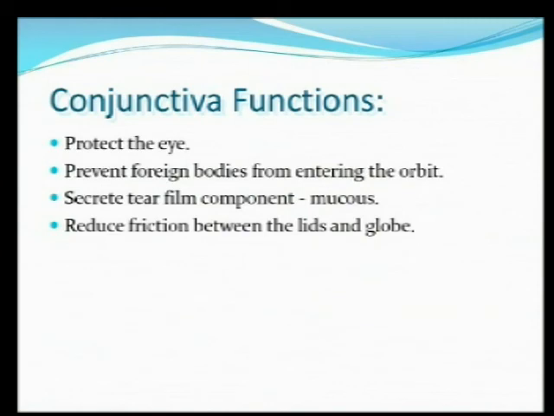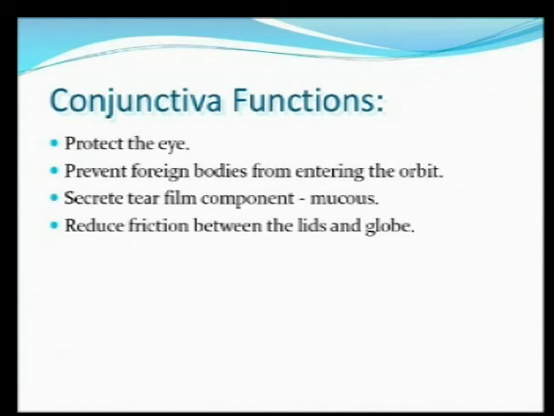So collectively, the conjunctiva also protects the eye. In particular, it prevents foreign bodies from entering the orbit. Again, they can't go any higher than that upper conjunctival sac or that lower conjunctival sac. An important tear film component is the mucus, which we'll see is the mucus that makes the surface of the cornea wettable. Otherwise, your tears would just bead up and run off. And a key thing is that we need that mucus to reduce friction.